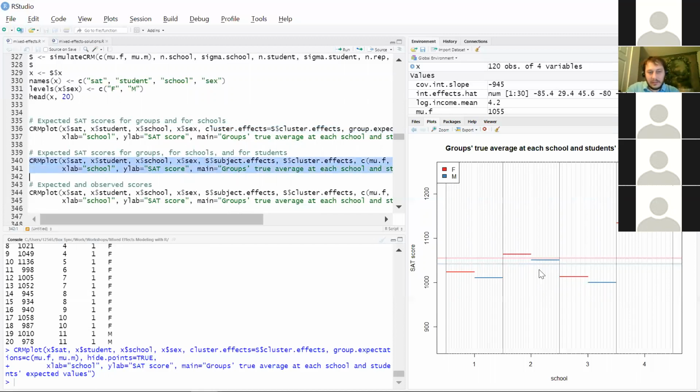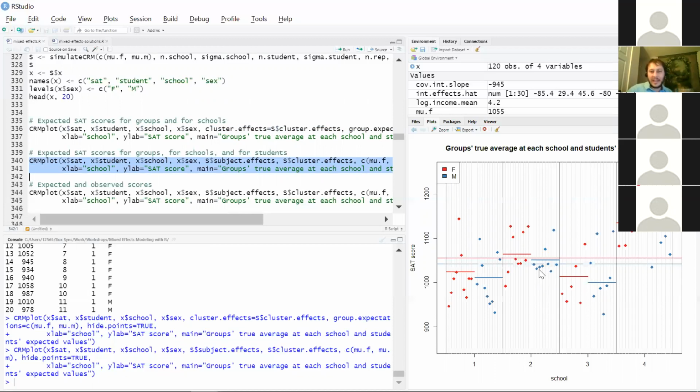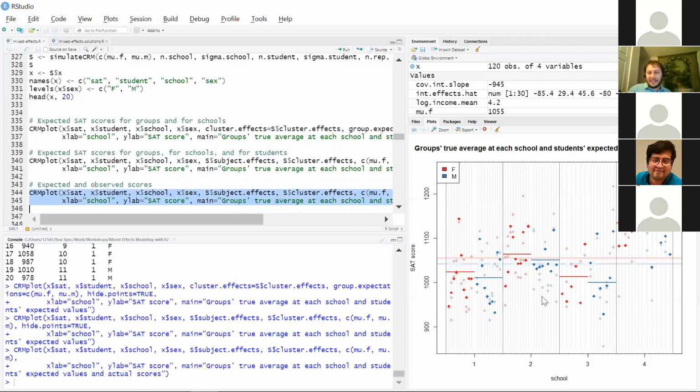Okay. And now at each school, we have some number of students whose SAT scores we're going to be measuring. And they have true expected SAT scores that deviate from their group's expectations, adjusted for school. And here we're seeing the individuals, their expected SAT scores. Their expected SAT scores vary normally about their group's average, and that group's average is being adjusted by adding the school's effect.